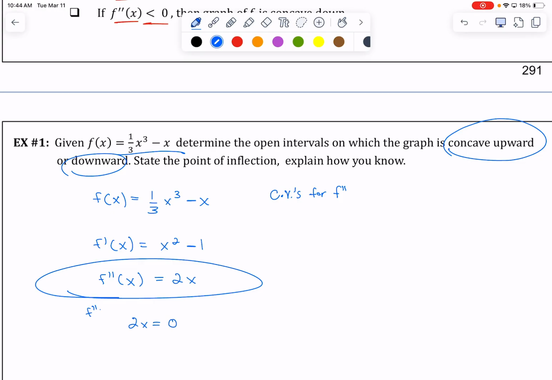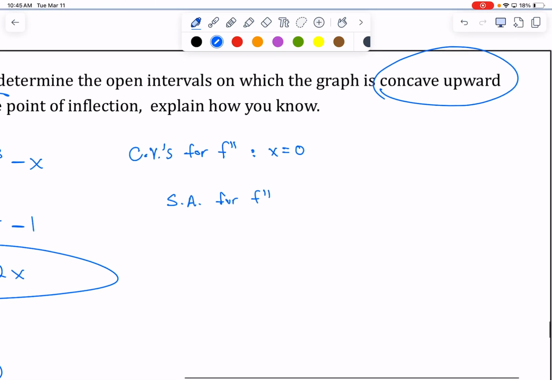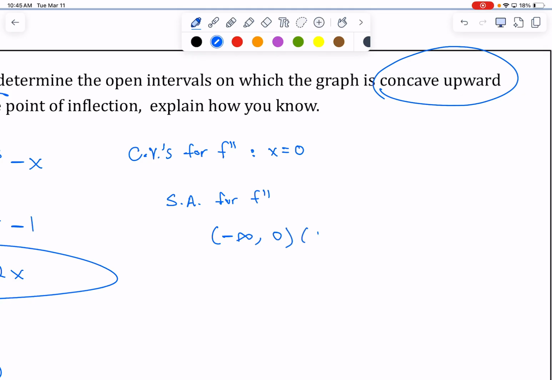So set the second derivative equal to 0 or undefined. There is nowhere where it's going to be undefined. It's only going to equal 0. Where does it equal 0? At 0. So our CV for the second derivative is x equals 0. Now we're going to do our sign analysis for the second derivative. So what are the intervals? Negative infinity to what? 0, and then 0 to what? Test the second derivative now.